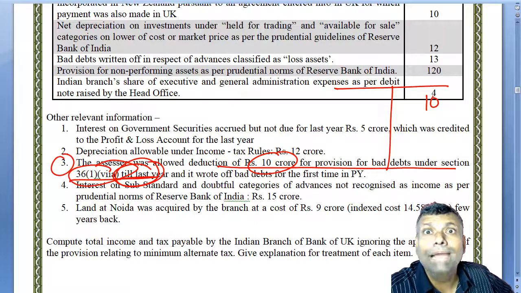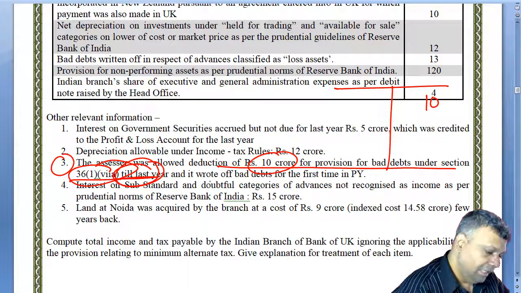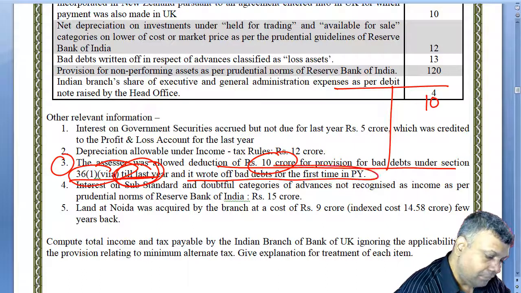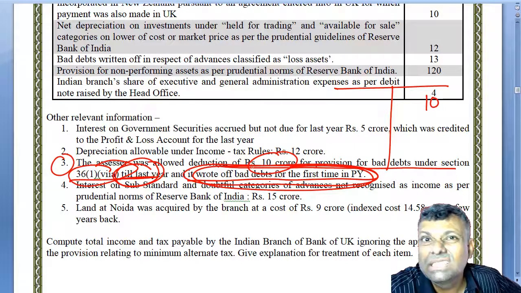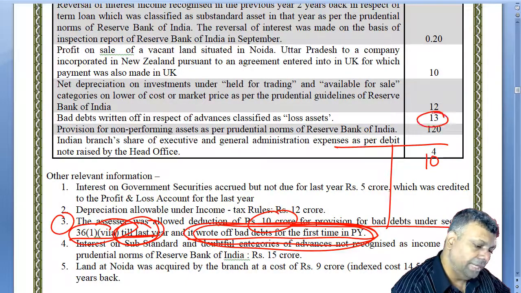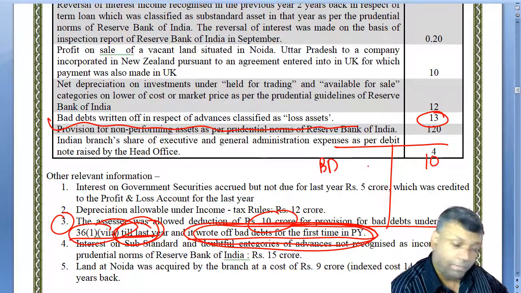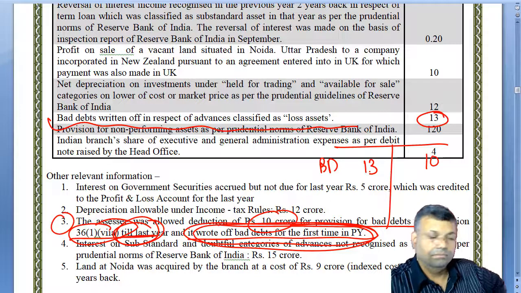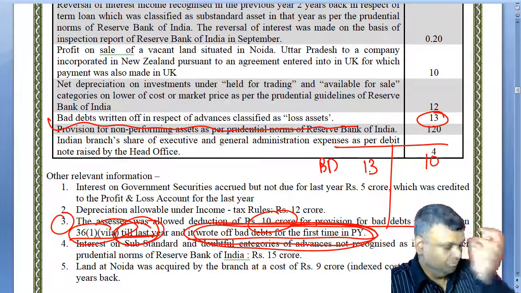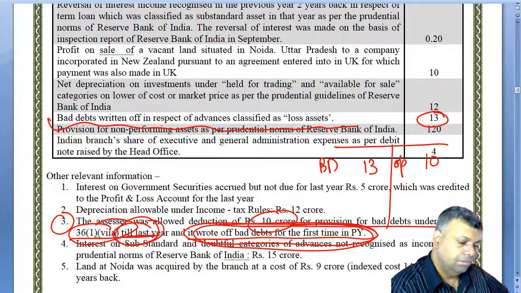That means your opening balance of the current year, the provision, is 10. It has written off the bad debts for the first time. It has written off the bad debts for the first time in the previous year. So how much have you written off? You have written off 13. So your actual bad debts which you write off from this particular reserve is 13. This is your opening balance.